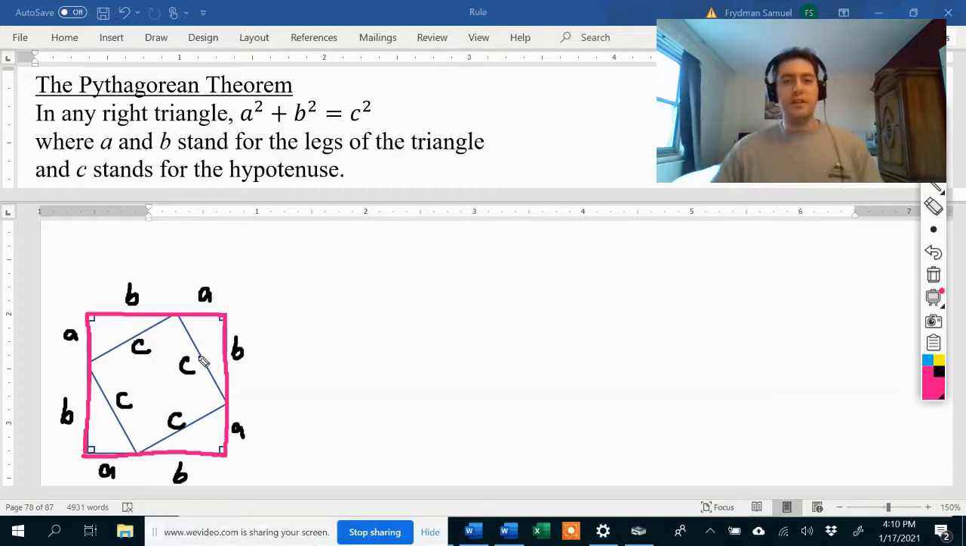Now, how might we find the area of this square, which is the space inside of the square? There's more than one way to do it. One way that we could do it is we could just take the side length of the square. All the side lengths are the same, and then we would square the side length. Okay, it's called squared, which means we multiply it with itself, right?